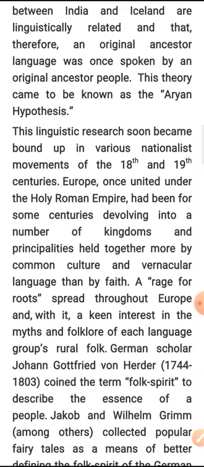This linguistic research soon became bound up in various nationalist movements of the 18th and 19th centuries. Europe, once united under the Holy Roman Empire, had been for some centuries devolving into a number of kingdoms and principalities held together more by common culture and vernacular language than by faith. So we can say Europe, once united under the Holy Roman Empire, started to divide into various kingdoms and principalities based on linguistic, vernacular language and culture.